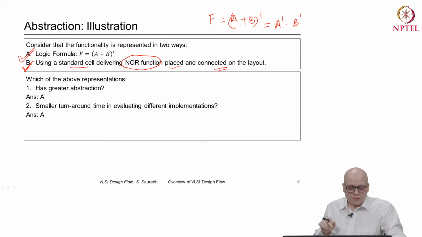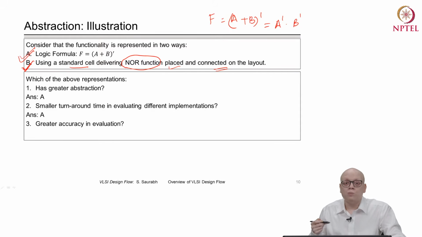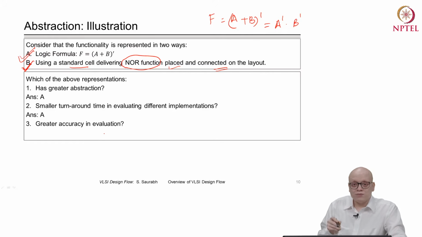Okay, so the question comes: where will the accuracy in evaluation of different options be more? So we understand that in the logic formula the details are missing, meaning that we don't know the details of how the NOR gate is implemented. So we cannot compute the delay, area and other things, right? However, if the layout is there, then we can estimate the area, estimate the delay and other figures of merit much more accurately. So greater accuracy in evaluation will be in the B representation, right?